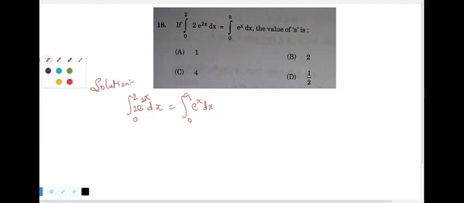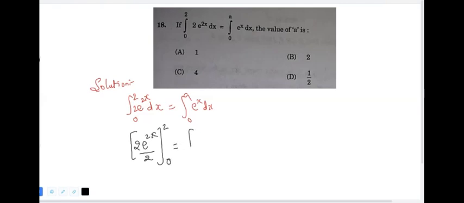Question number 18. If the integral of 0 to 2 of e power 2 into e power 2x dx is equal to the integral of 0 to a of e power x dx, then find the value of a. So this is the given question. So here, integrating this, that will be integration of 2 is 2, integration of e power 2x is e power 2x divided by 2, the upper limit is 2, lower limit is 0.